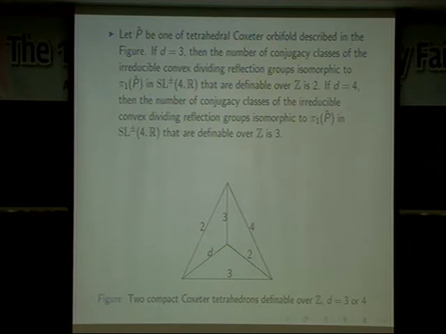So if D is 4, then the number of conjugacy classes of irreducible convex dividing reflection groups isomorphic to this fundamental group in SL plus minus 4R that are definable over Z is 3. The proof is similar to the case of the triangle group.